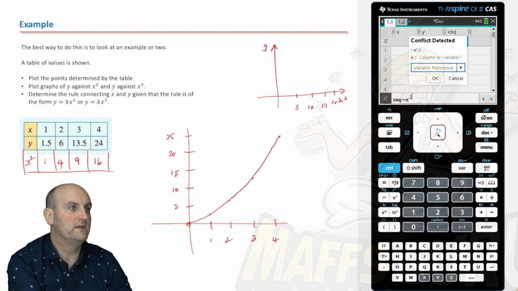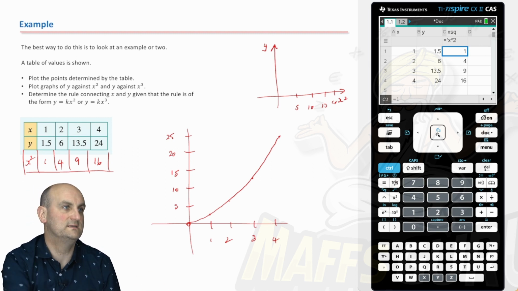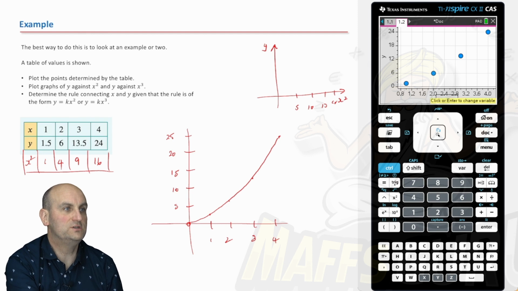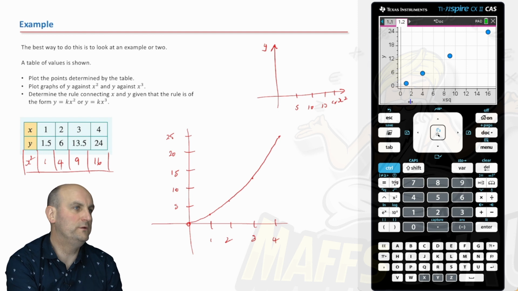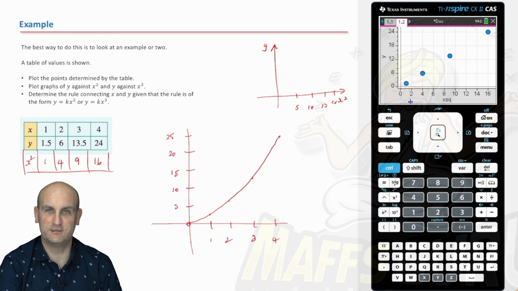The calculator is asking me, do I have a variable reference? And there we go. There's my numbers 1, 4, 9, and 16. I flick back to my screen here and change my bottom variable from x to x squared. And what do you notice? Woof! That seems to have turned that into a fairly nice straight line. We'll check in just a moment.